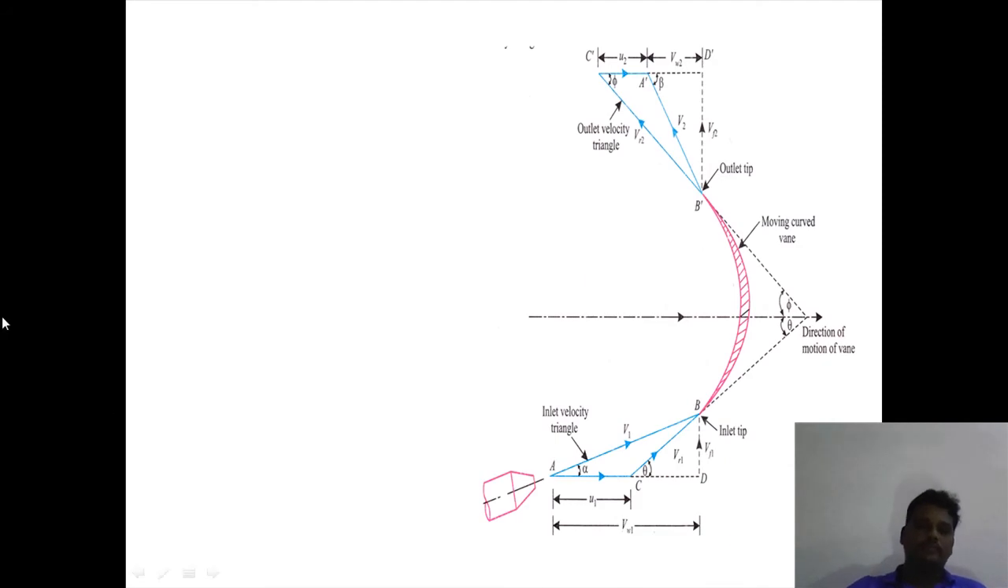Now this is a diagram. The jet strikes the plate with the velocity V1. It is an inlet velocity triangle. Whenever it strikes at V1, the plate moves with the tangential velocity U1, which is parallel to the jet. By closing V1 and U1, we get the relative velocity VR1.